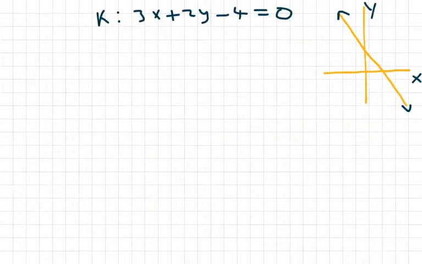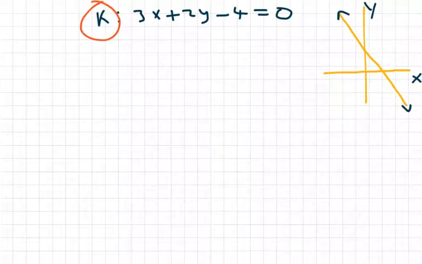This is an equation of a line. Lines are often given names as well. So this line here, for example, would be line K, and they might refer to that. They might say, what is the slope of line K? Or they might say, is point blah, blah, blah on line K?